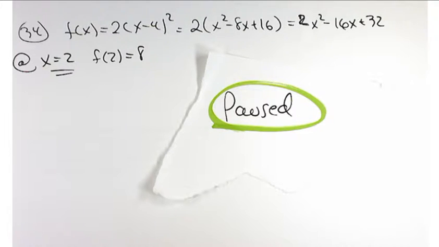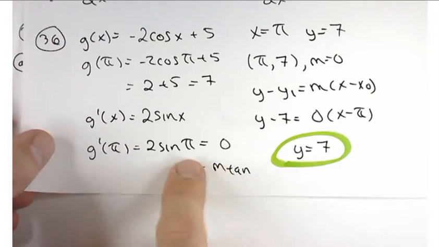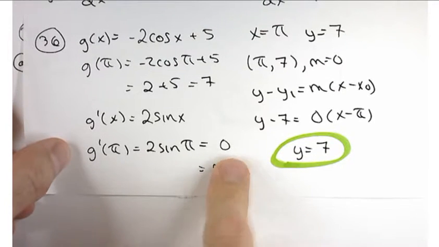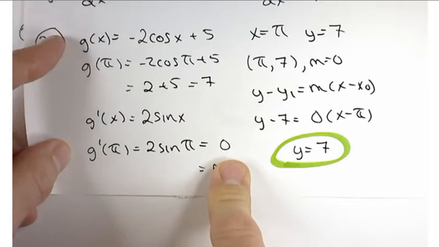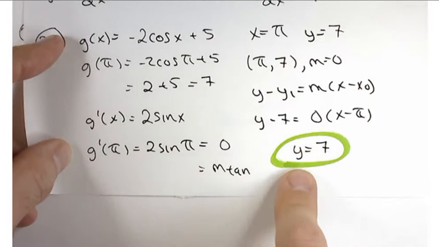So like in the last problem, if I said find the slope of the tangent line, you could stop right here. If I said find the equation of the tangent line, then you'd have to go through all this stuff as well.